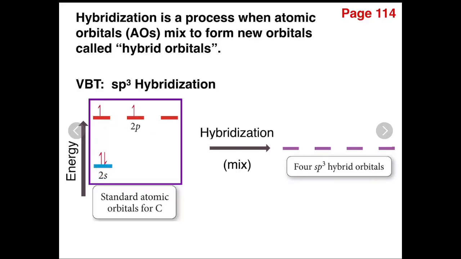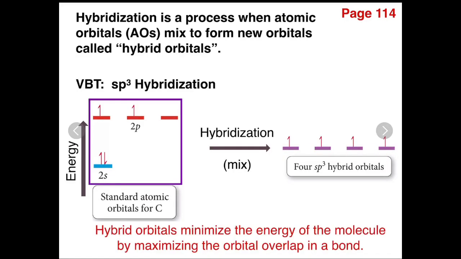Now, how can carbon form 4 bonds? That's when you need to start filling the electrons into these hybrid orbitals. Carbon contains 4 valence electrons. We are going to use those 4 valence electrons and fill them into these new hybrid orbitals: 1, 2, 3, 4.